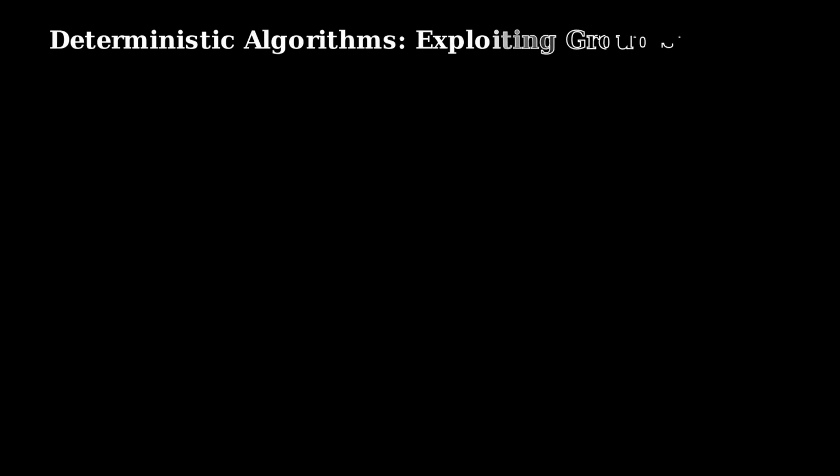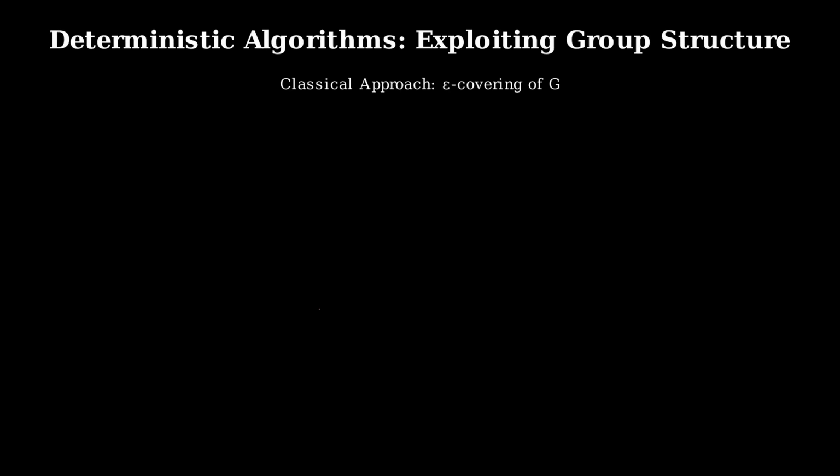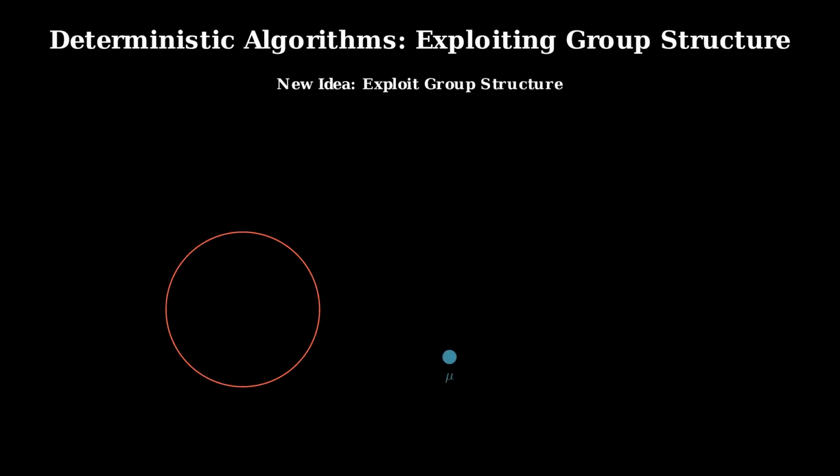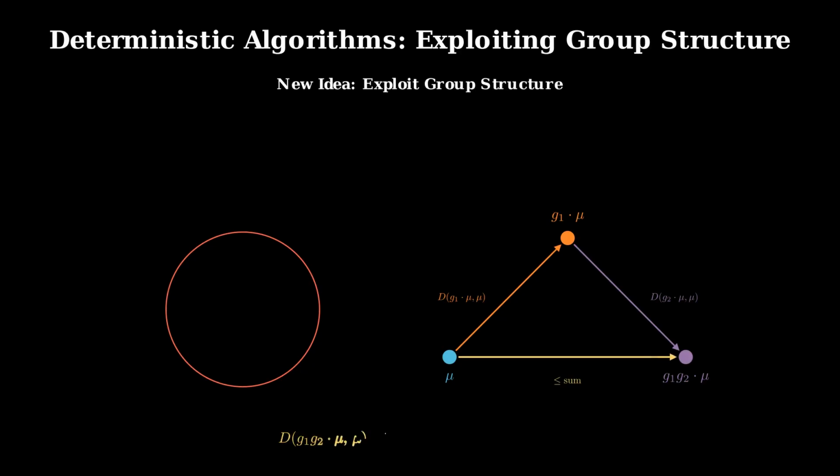How can we avoid sampling g from the group? The classical idea is covering: approximate the supremum over G by the maximum over a finite set S. But the group is large, the geometry is non-standard, and covering is non-constructive. The new idea is to exploit the group structure and its redundancies. By the triangle inequality for d, the divergence under composition g1 times g2 is at most the sum of individual divergences. This is not captured by classical covering arguments.